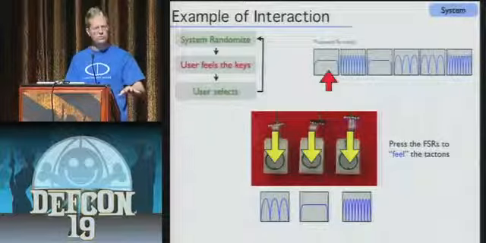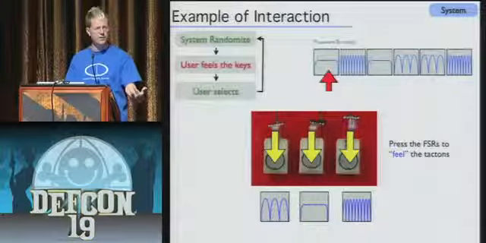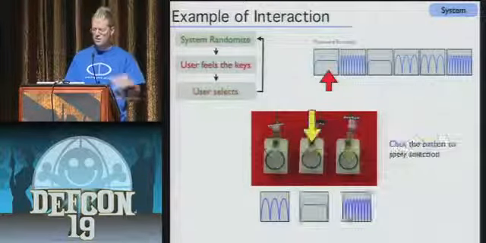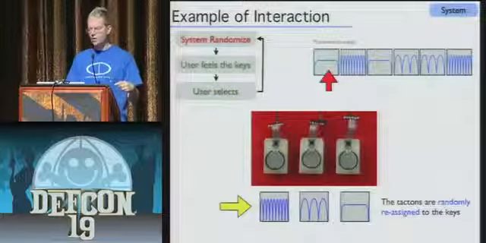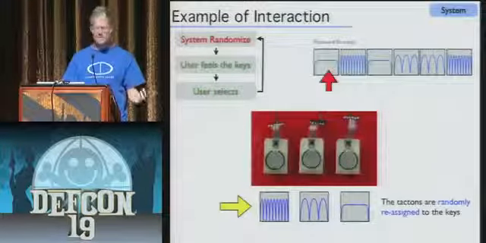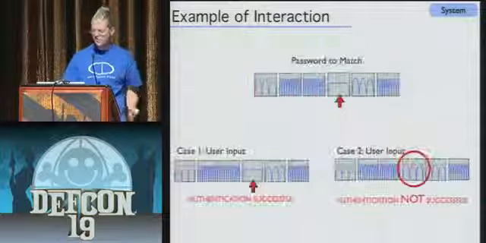So press down; it won't work if your fingers aren't on the keys, so you're obscuring the vibrational elements. Feel the three tactons, select the right one, and then they get randomly reassigned, and you go along through the stages of the password.